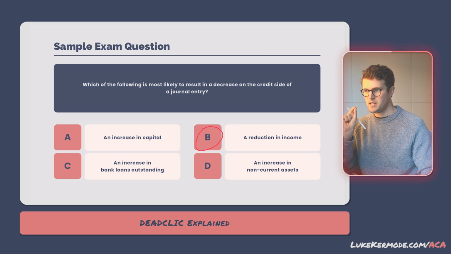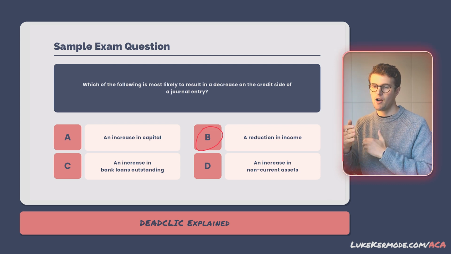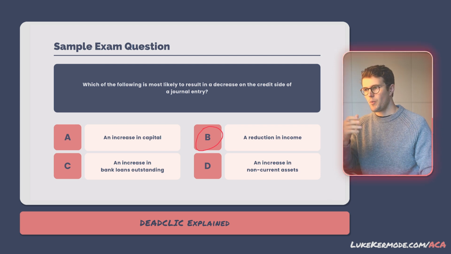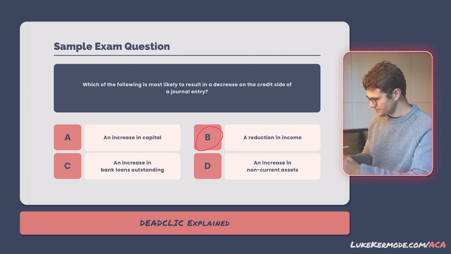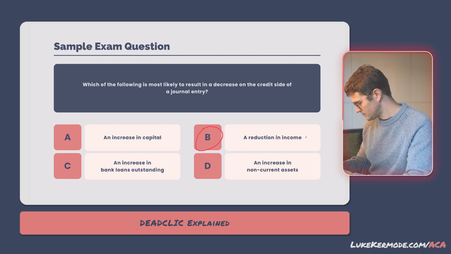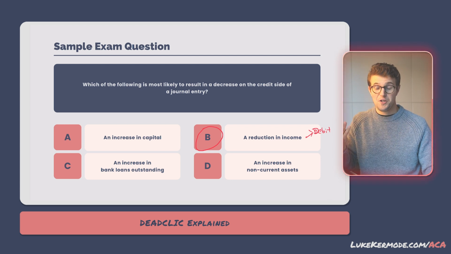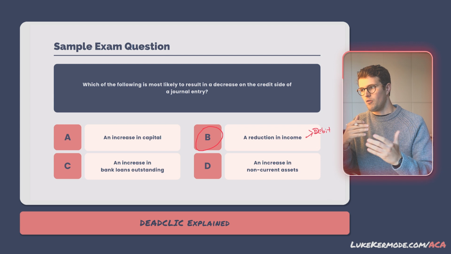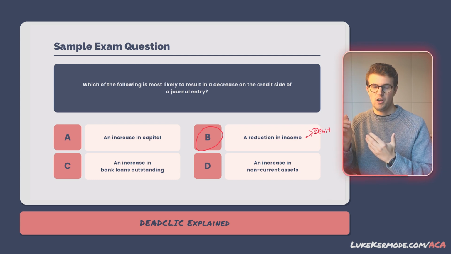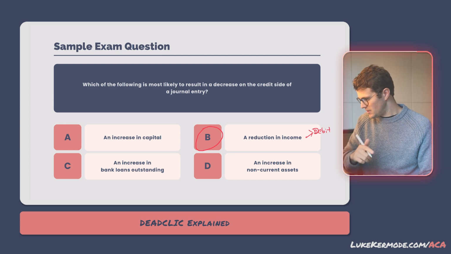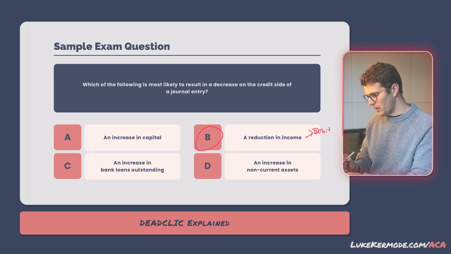The reason why is because income accounts typically carry a credit balance. So when the income amount is decreasing, we record a debit. And that debit reduces the credit side of the income account. That's what the question is testing, basically: your understanding of how income reductions affect double entry. So let's look at the other options and see why they're incorrect.